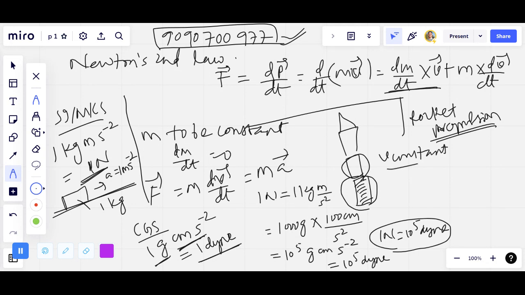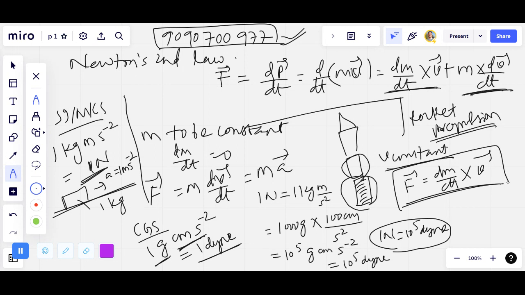Since velocity is constant for the rocket, the derivative of a constant quantity is zero. So this term will become zero, dv by dt will be zero. So in rocket propulsion, the upward thrust will be dm by dt into v. This is the upward thrust in rocket propulsion. So this is all about Newton's second law.